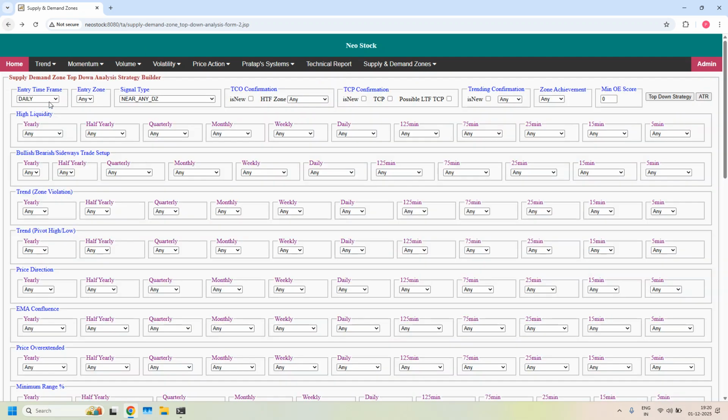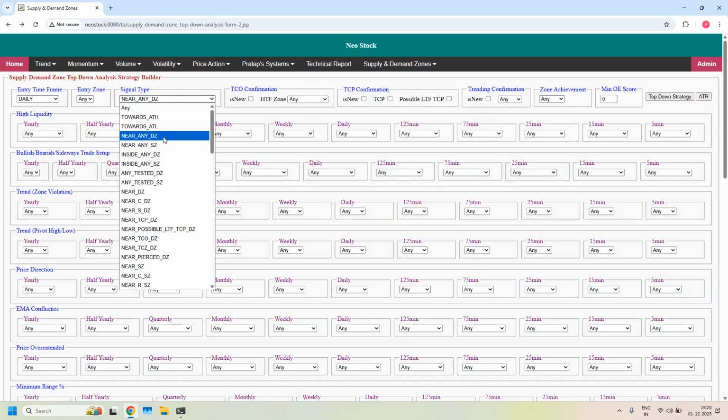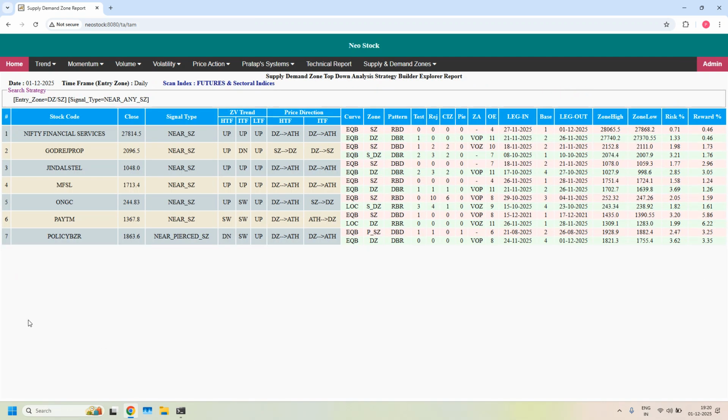Okay, next, daily time frame, stocks near to the daily supply zone. We got 7 stocks. Let's identify high liquidity daily supply zones from this list. We don't have any daily high liquidity supply zones from this list.